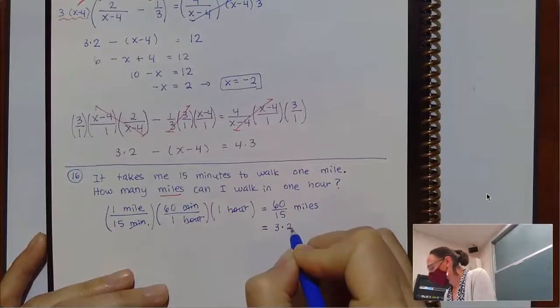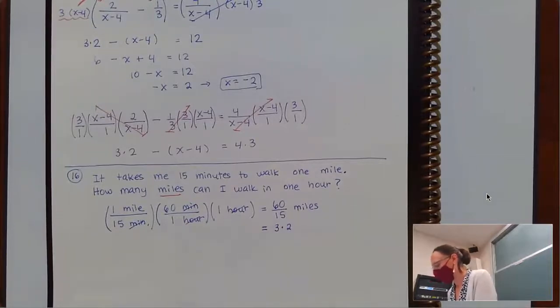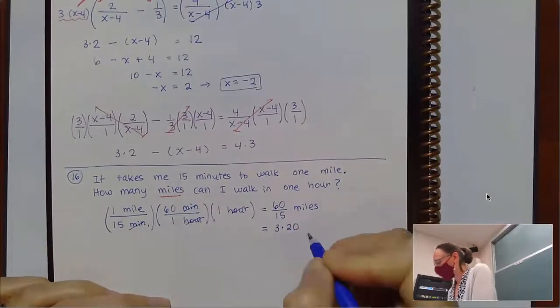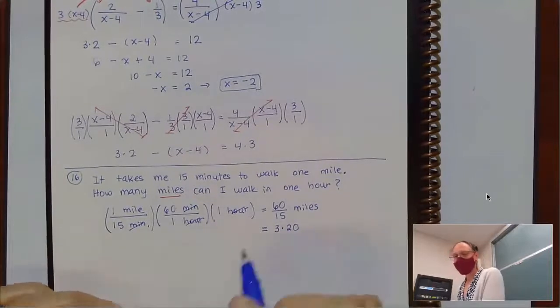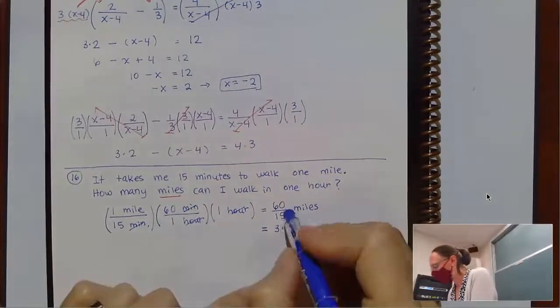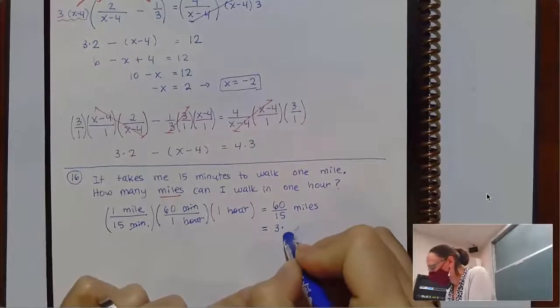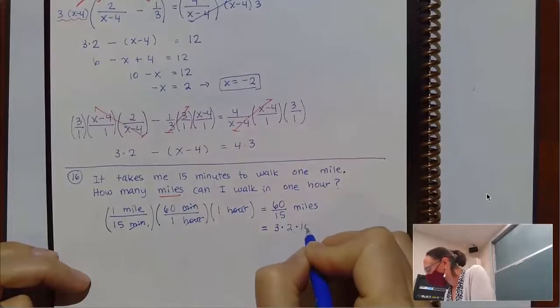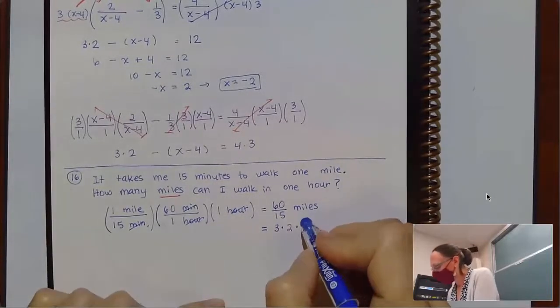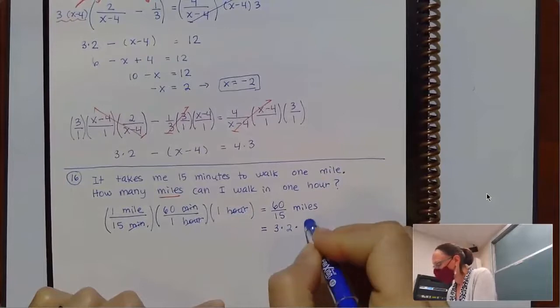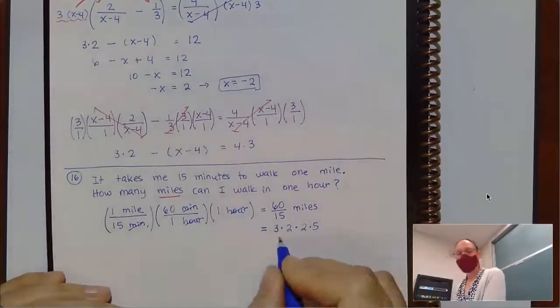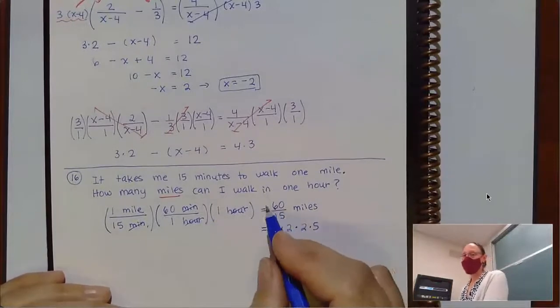3 times 20 or 2 times 30. I feel like 2 times 30 would have been more helpful, but I already started writing this, so I'm just going to go for it. Is 3 times 20. But 20 is 2 times 10. And 10 is 2 times 5. And that would be my prime factors of 60.